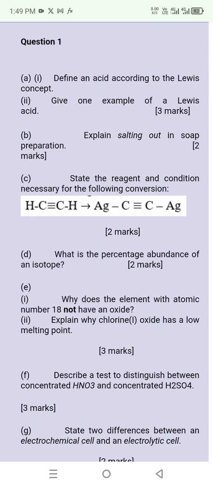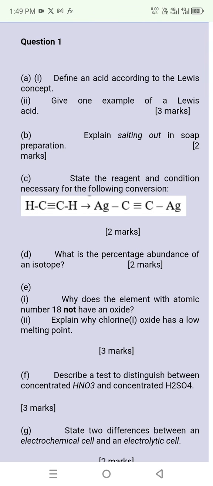Look at the question we have here, question number 1. Roman figure 1: Define an acid according to the Lewis concept. Roman figure 2: Give one example of a Lewis acid. The B part: Explain salting out in soap preparation. That one is 2 marks. The other one up is 3 marks, okay?